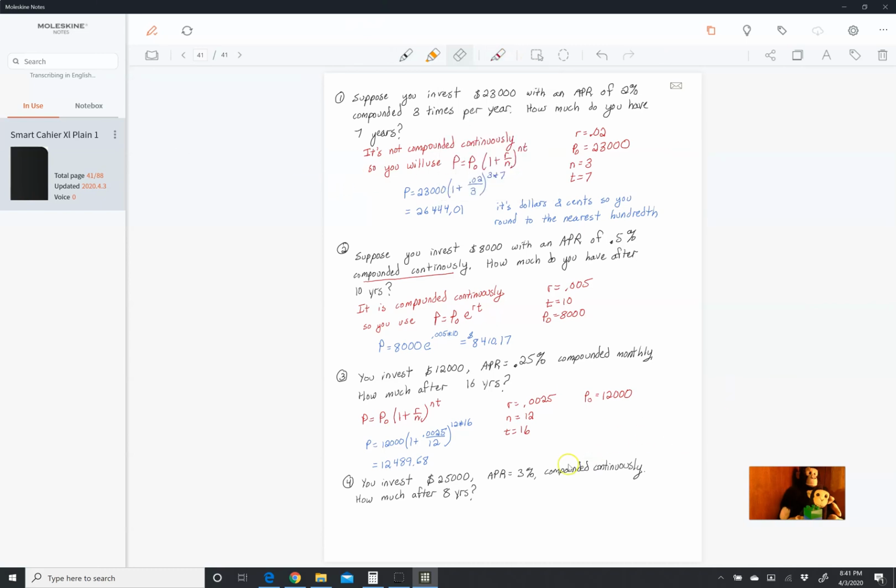So in this case, we see compounded continuously. That's the word that will be used. So we're going to be using P equals P0 e to the RT. Our R is 0.03. Our T here is 8. And our P0 is 25,000. So we just plug and chug.